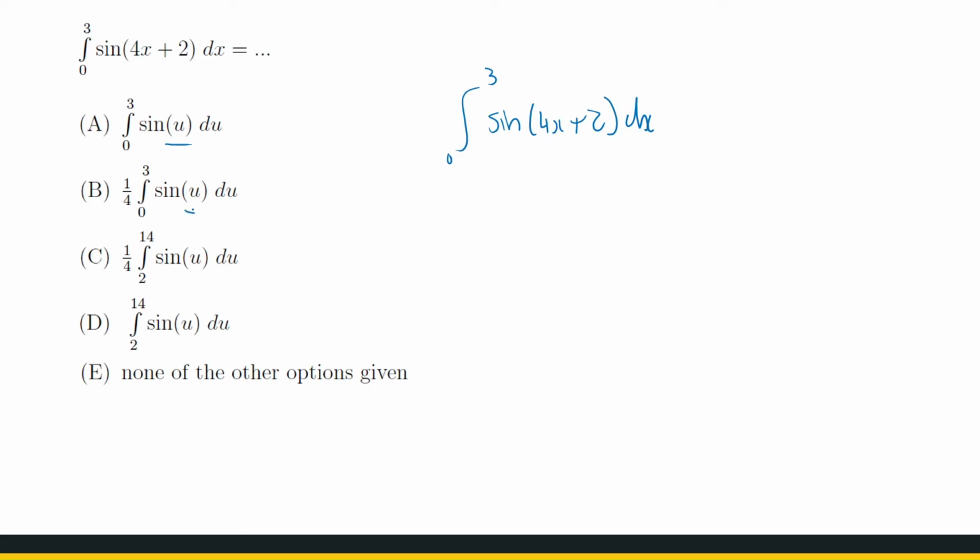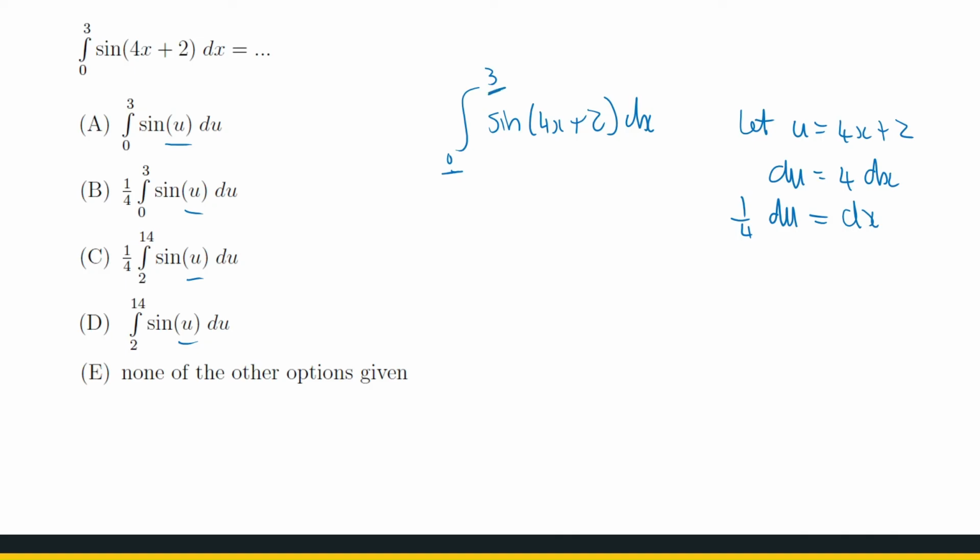Now all of these are sine of u. So that tells you already what your substitution is going to be. So if u is equal to 4x plus 2, du is 4 dx. I only have a dx, so dx is 1 over 4 du. So that already helps. Now, don't make the mistake of looking at the answers and seeing which one looks the closest and just picking that one. Follow through with the question.